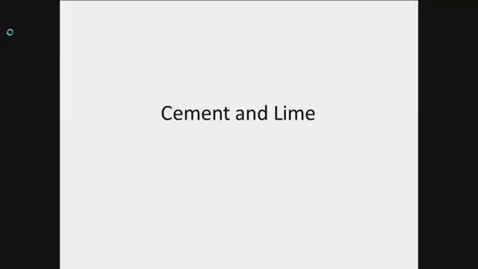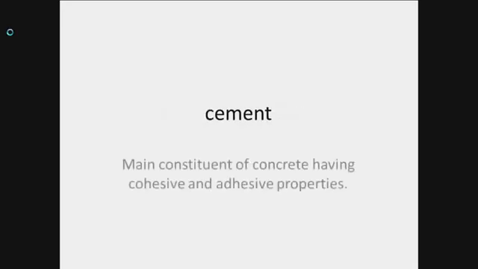So here we are going to discuss a new chapter, that is cement and lime. When you take the cement part, it's considered the main constituent of concrete. It's a material having adhesive and cohesive properties which makes it capable of bonding together different fine and coarse aggregates and results in a compact mass in the presence of an adequate quantity of water.